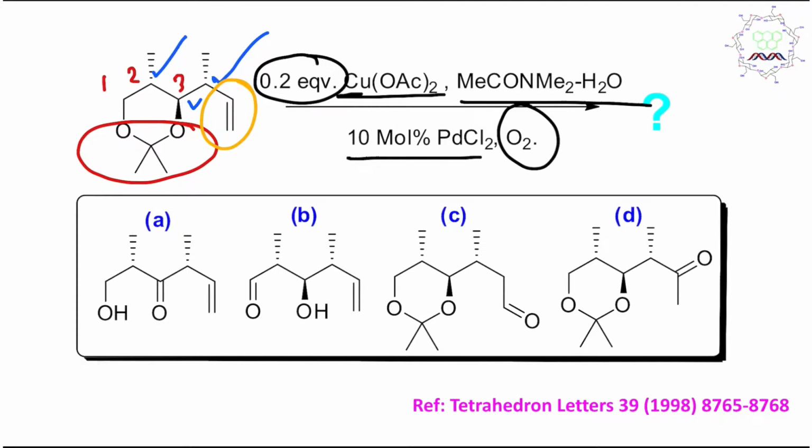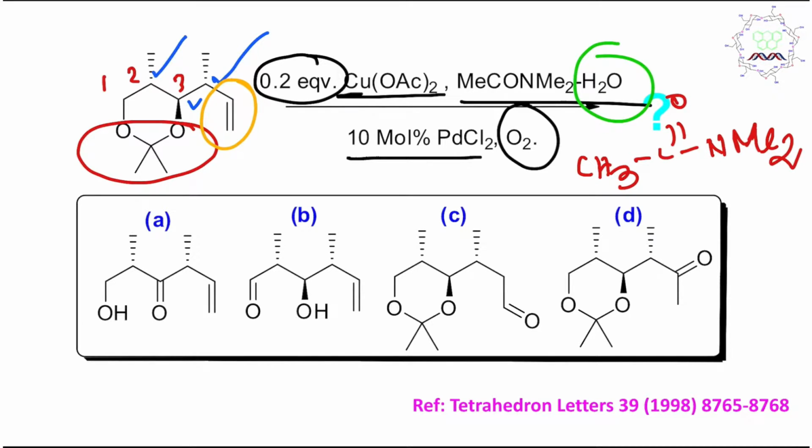What do you mean by acetamide? Acetamide is the higher analog of formamide or N,N-dimethylformamide. So this is a higher analog of DMF, and it is actually the solvent here, and along with that some amount of water is taken. Now you can simply understand what this reaction is. This is nothing but the Wacker process.